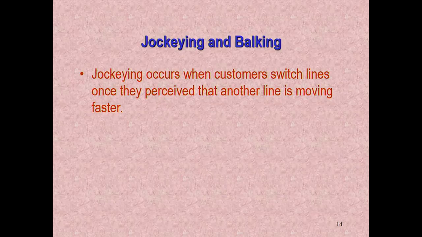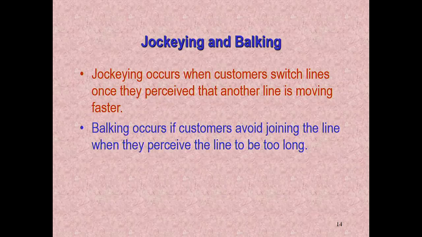We also can experience different behavior in waiting lines, and it kind of throws us off a little bit. Jockeying occurs when customers switch lines once they perceive that another line is moving faster. So when we have multiple service lines and multiple servers, it's kind of a self-regulating thing, which is good, right? If you're in line 13, you say, whoa, it looks like line 12 is moving faster, so you jockey. You leave line 13 and go to line 12, right? Sometimes you're right, sometimes I'm always wrong, but sometimes it happens.